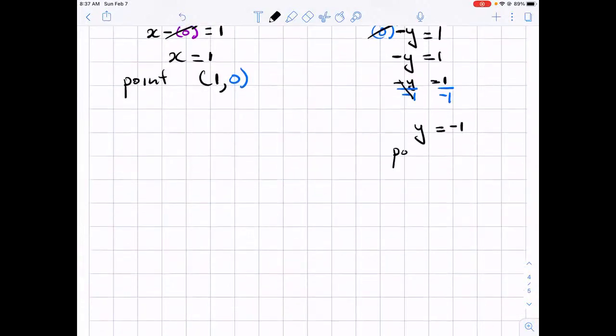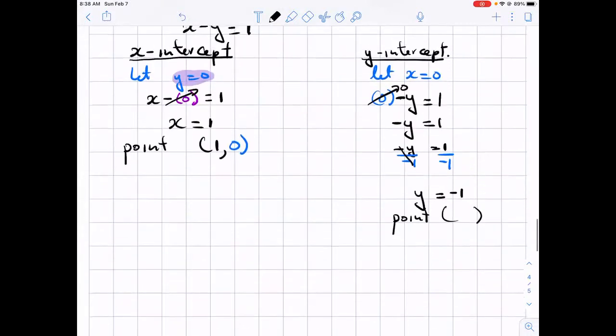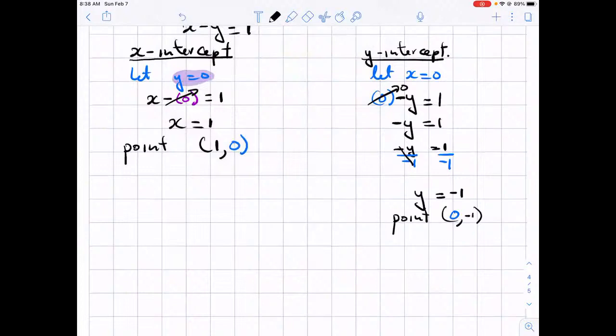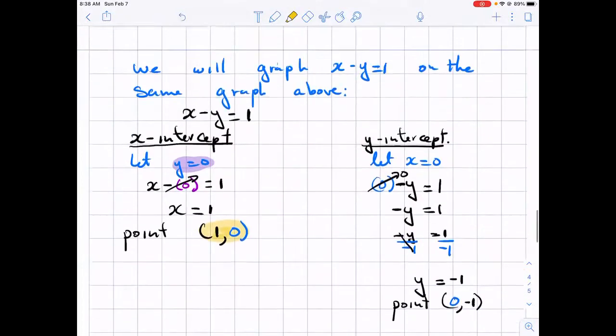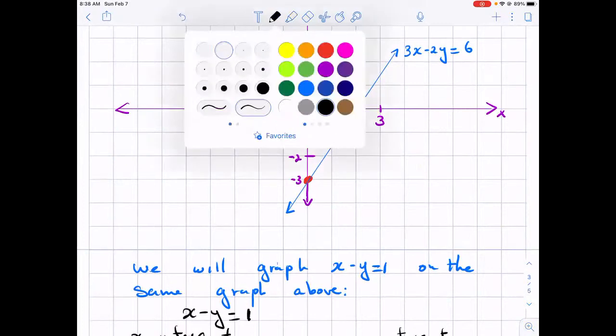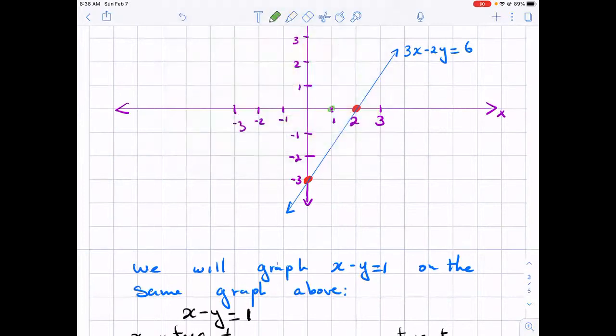Now it's very important, don't forget your point. Your point here, remember you had chosen x to be 0, so 0 and the y value you found to be minus 1. So now let's go back to our graph and let's plot the x-intercept 1, 0. And if I go up here and I plot my x-intercept to be 1, 0, I will get this point. Okay?